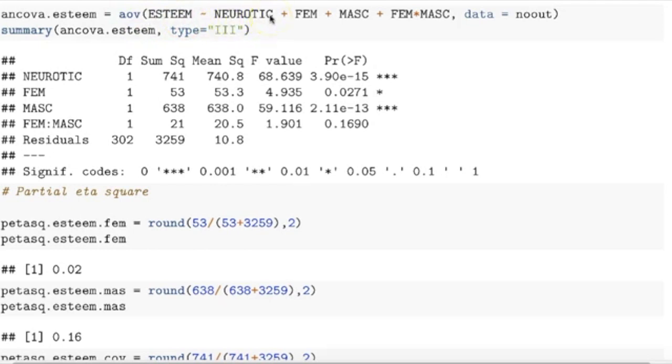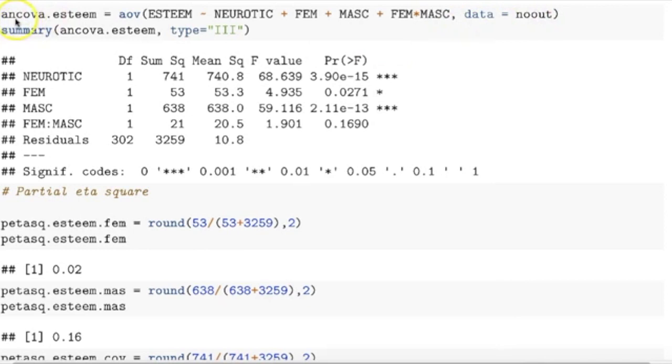Neurotic is the only variable here that is continuous, so that's how R knows that that's the covariate. And then femininity and masculinity, we make sure that it knew they were factors. Here I just also want the interaction between them, and where to find them in this data set.